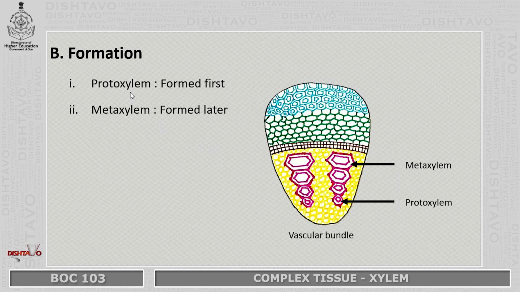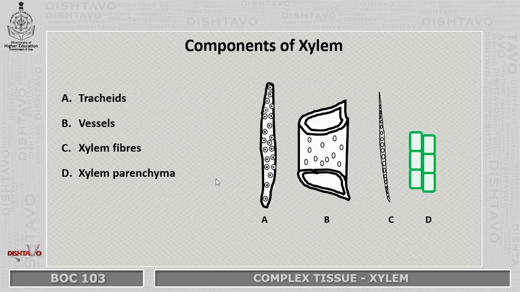Second is formation. When you study it, you will find protoxylem and metaxylem. Protoxylem components are the first formed and they will be smaller in size. Metaxylem are formed later and they will be larger in size. Now, there are four main components of xylem: tracheids, vessels, xylem fibers and xylem parenchyma. Out of these four, tracheids, vessels and xylem fibers are dead, and xylem parenchyma is a living tissue.